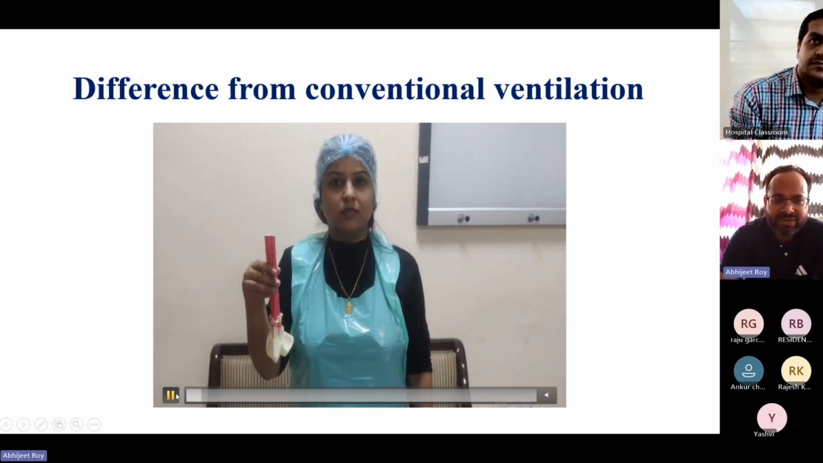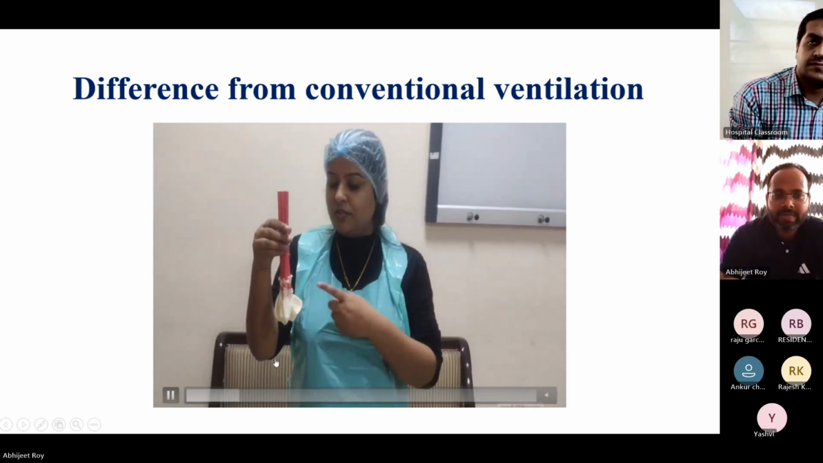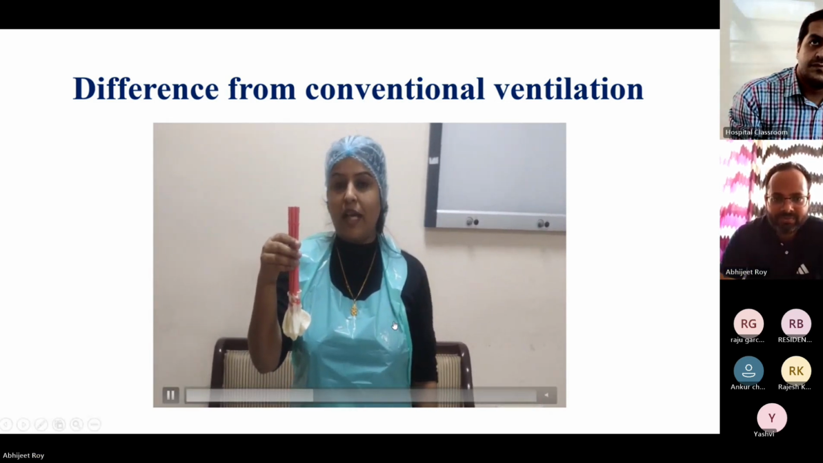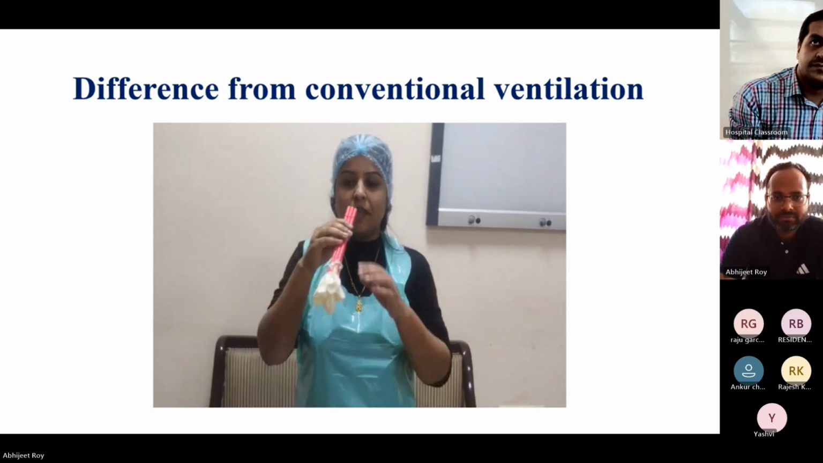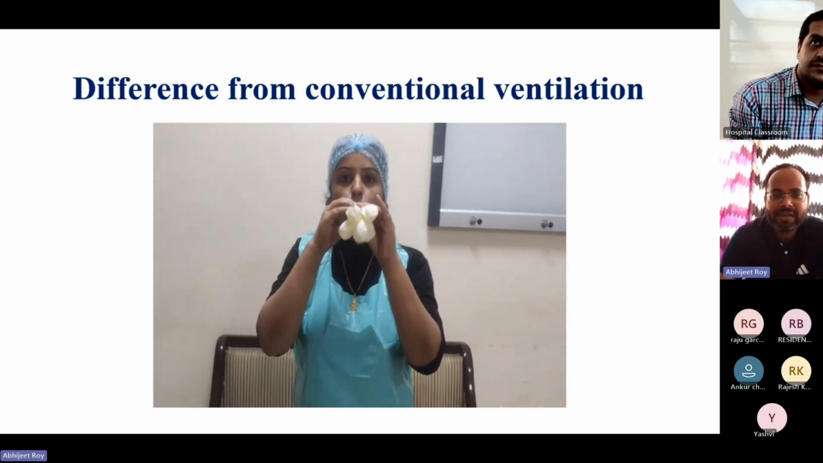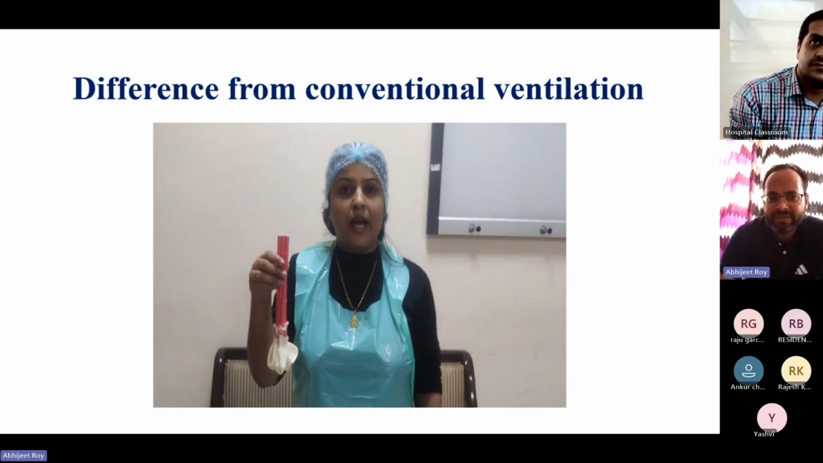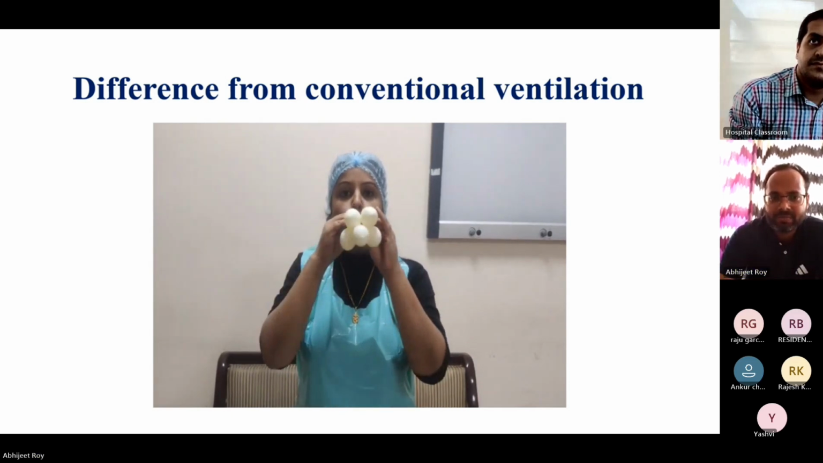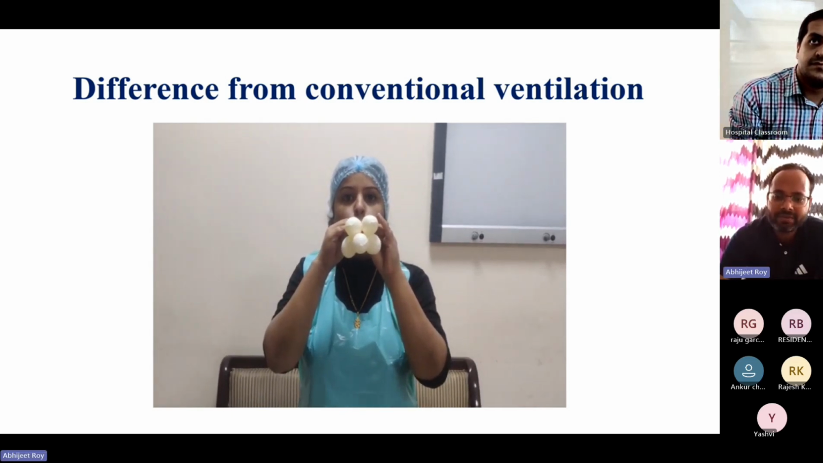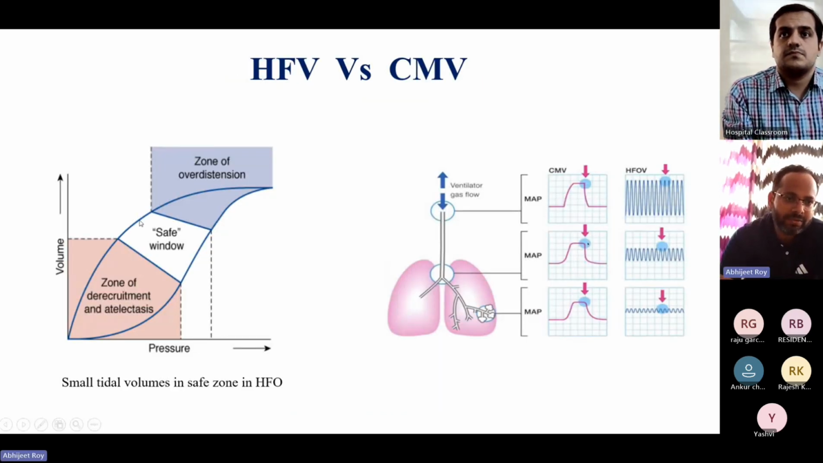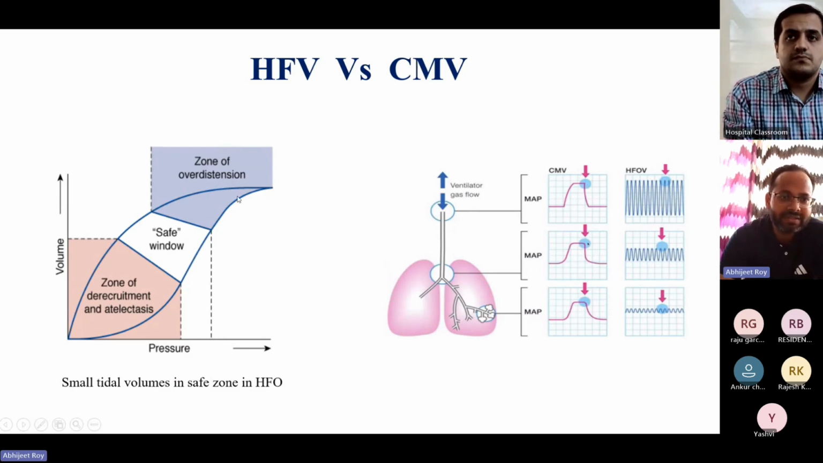So what happens in conventional ventilation? It will be demonstrated. You can see how the alveoli open during conventional ventilation. This is how the alveoli open and close during conventional ventilation. And now we will see what happens during high frequency ventilation. So the alveoli are kept distended during high frequency oscillation ventilation. As we know, during conventional ventilation there are chances of over distension as well as chances of atelectasis. So this will lead to barotrauma and this will lead to atelectotrauma.